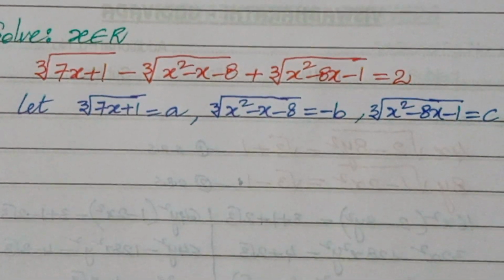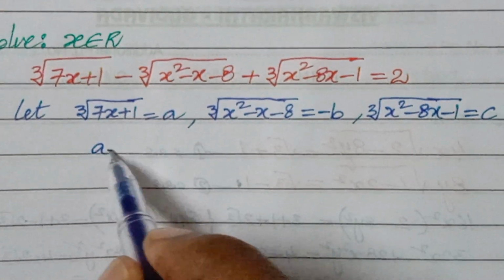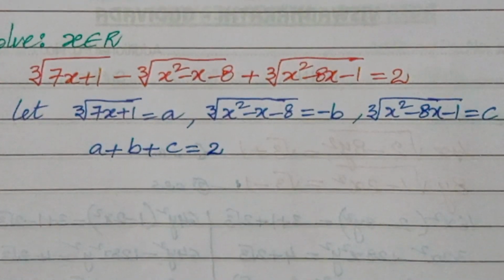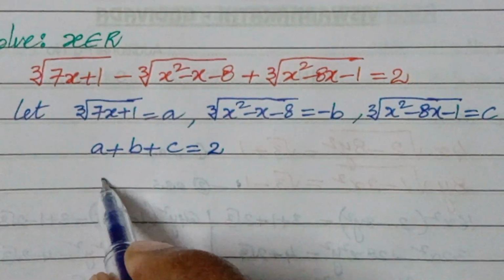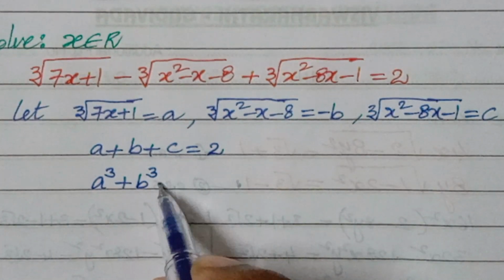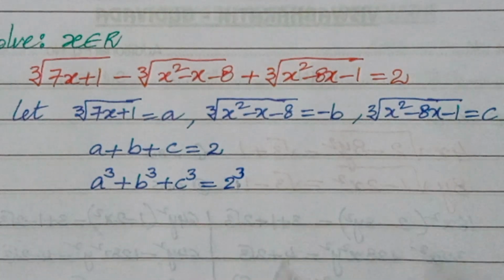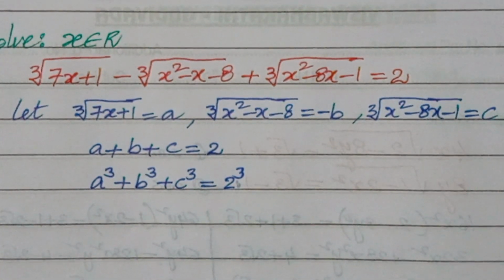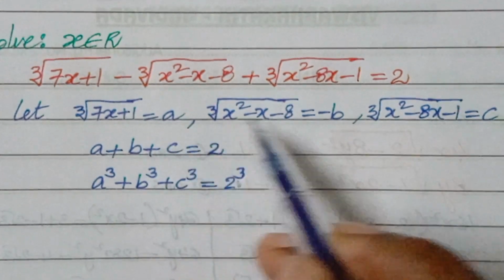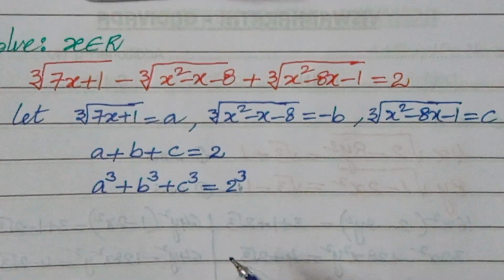Now from this we'll get a plus b plus c is equal to 2. If you do cubing, the original equation will be a cube plus b cube plus c cube is equal to 2 cube, cubing on both sides for a, b and c.